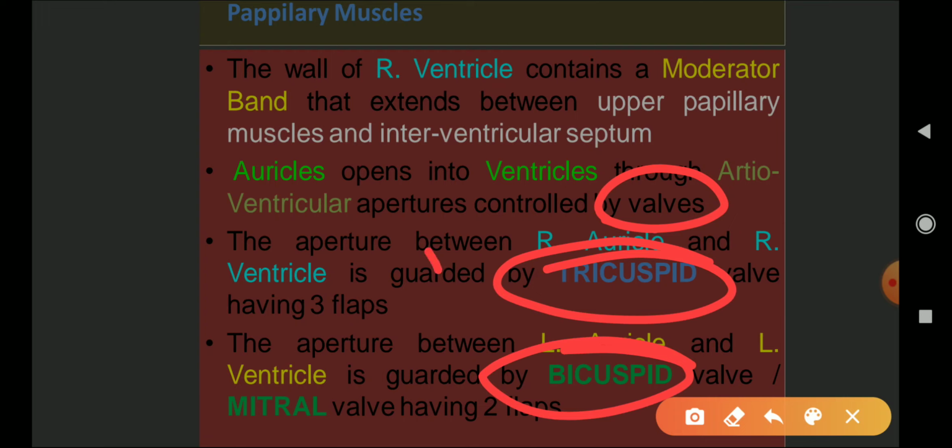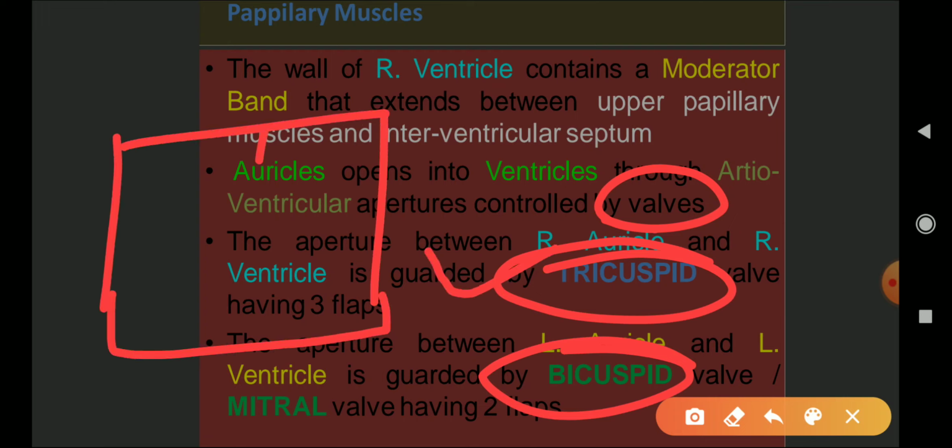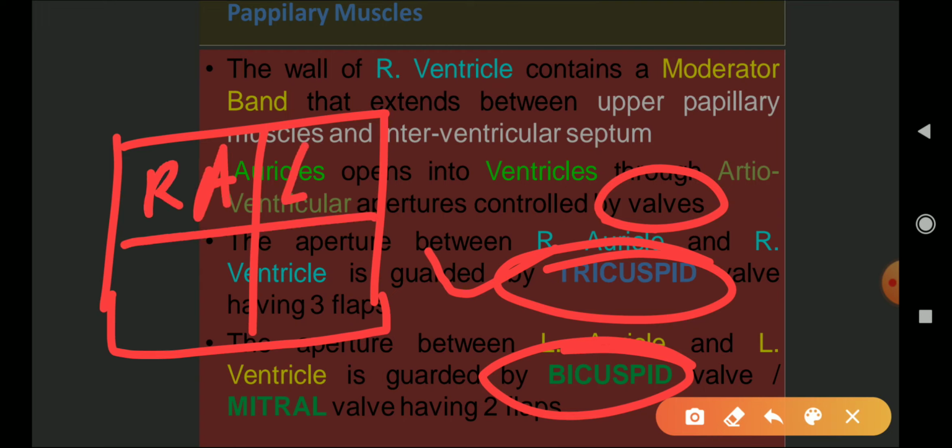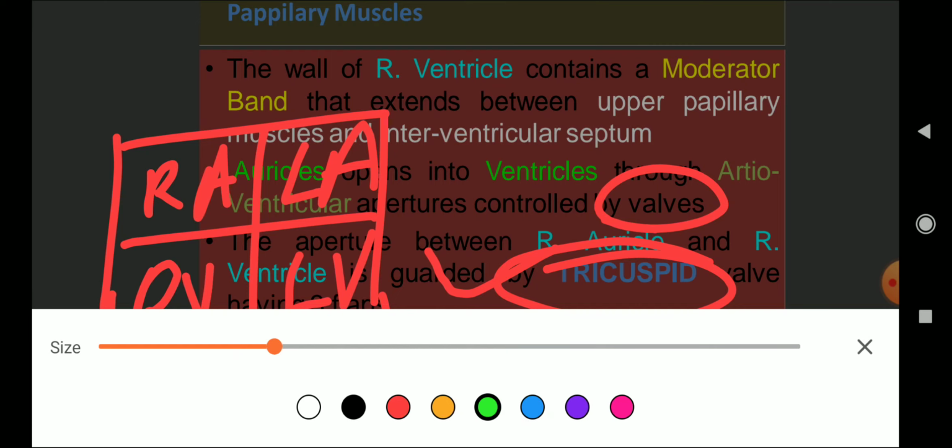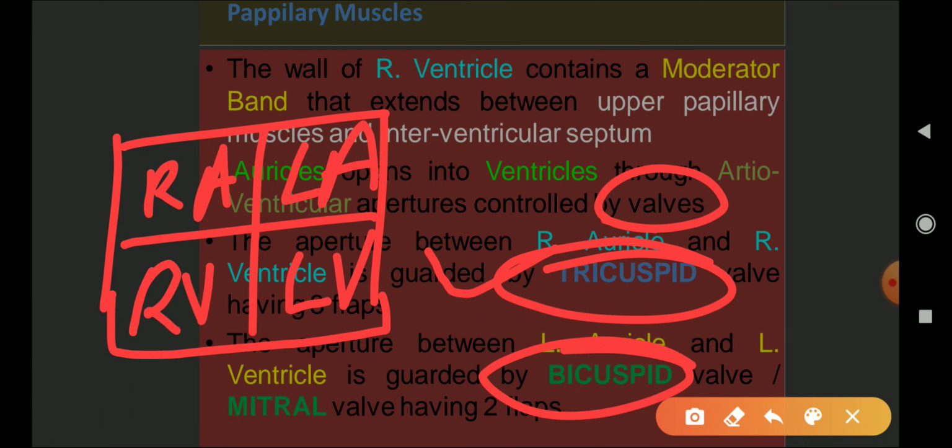So the tricuspid valve is present. If I draw the diagram here like this, this is the right auricle, this is the left auricle, this is the right ventricle, and this one is the left ventricle. I'll change the color so that you can understand the valve. The valve present here is the tricuspid valve.